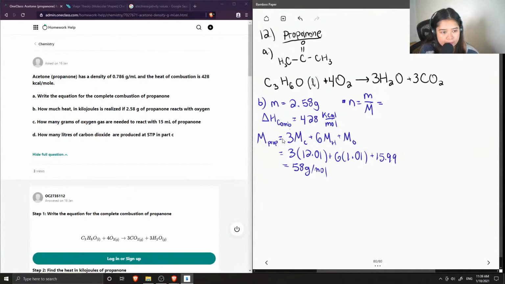And now we can find the number of moles. So number of moles is mass over molar mass. So it's just going to be 2.58 grams divided by 58 grams per mole. So now we get a number of moles of 0.44.